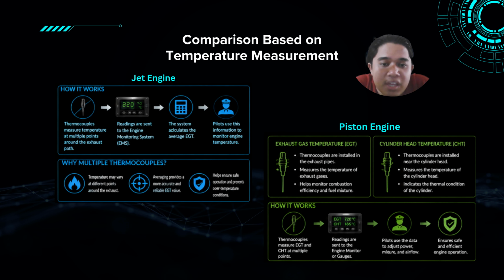Then the piston engine exhaust gas temperature. Thermocouples will measure EGT and CHT at multiple points. Readings are sent to the engine monitor or gauge. Pilots use the data to adjust the power, mixture, and airflow, and ultimately ensure safe and efficient engine operation.